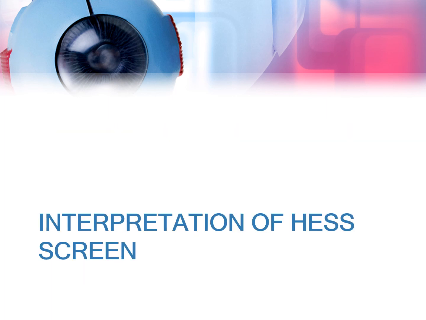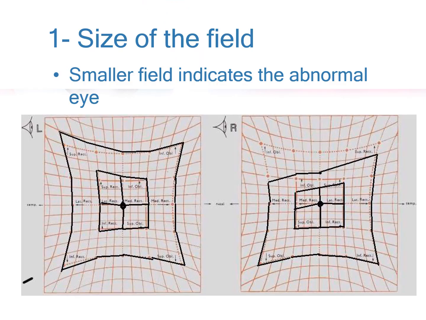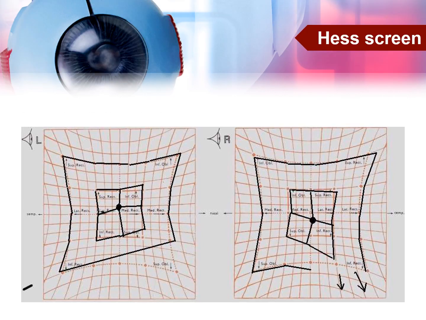The next step is how we are going to interpret the Hess screen. The first thing you should look for is to compare the sizes of the field of both the right and left eyes. The eye with the smaller Hess screen is the eye with the primary pathology. In this patient, the field of the right eye is smaller. This means that the primary affection is in the right eye. In this patient, the field of the left eye is a bit smaller than the right eye, indicating that the primary affection is in the left eye, while the right eye is showing the secondary sequelae.